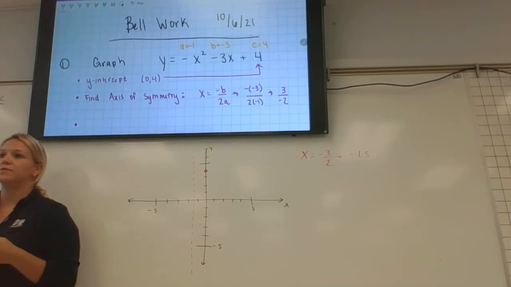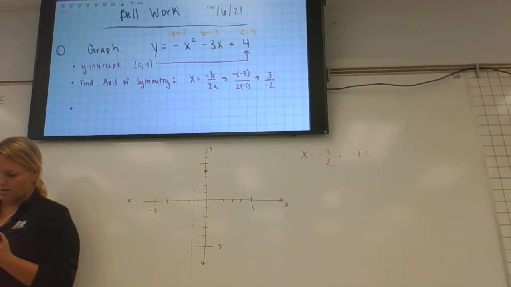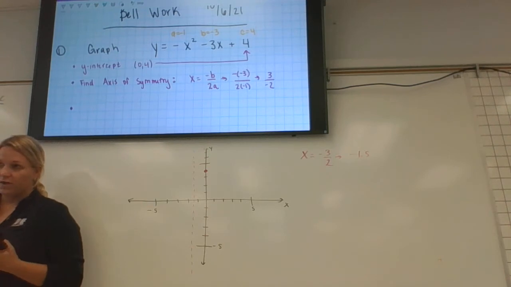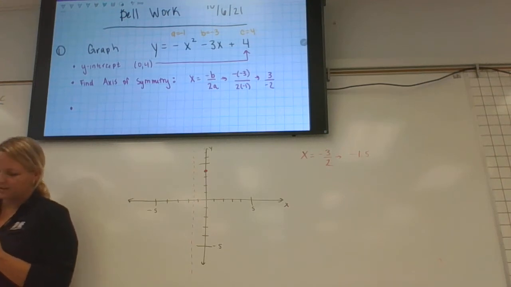What's our next move? After you find what x is, what do you do? Brian? Set up your chart. Yes, you can make a table. Before I set up my chart, there's one more thing I'm going to do. Find y. Did you already plug in? I haven't plugged in yet to find y. The vertex is my next move.